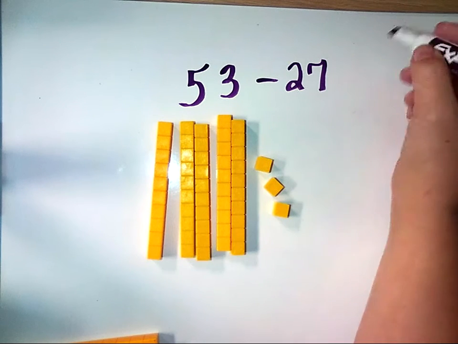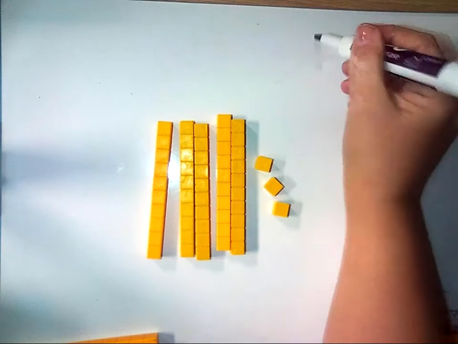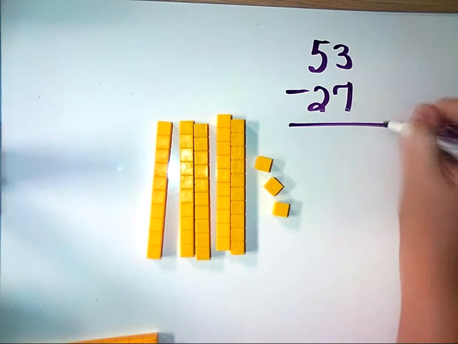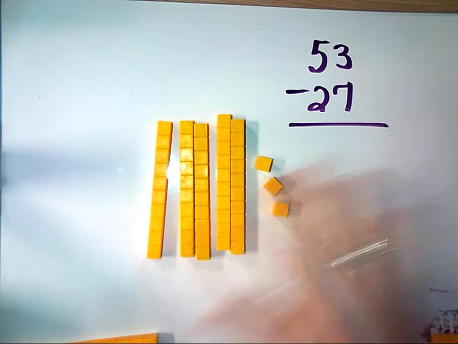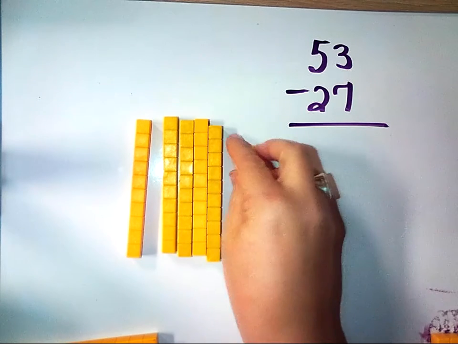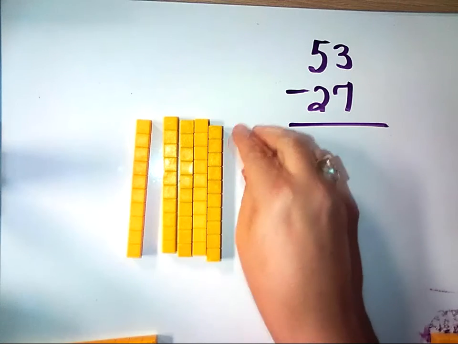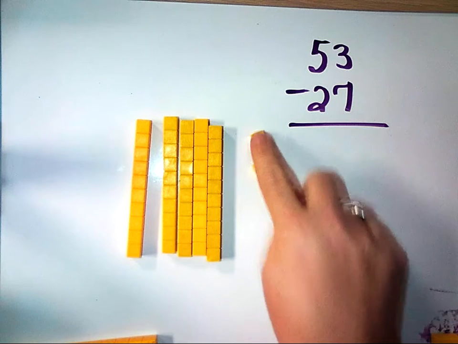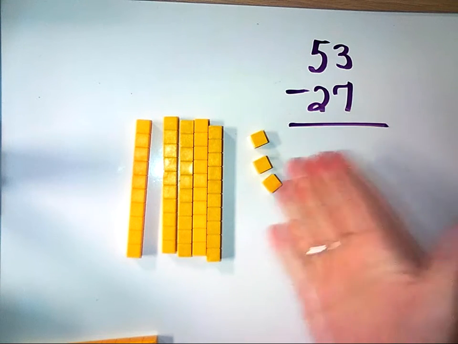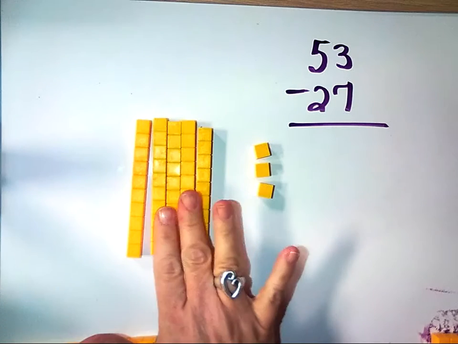Okay, I'm going to set up 53 minus 27 over here on the side in standard algorithm so that I can show them simultaneously. So here's our 53. Now, we're going to start in our ones column, and right now in our ones column we have 3. We need to take away 7. Well, obviously you can't take away 7 when there's not 7 there. So this is when we have to do our regroup.